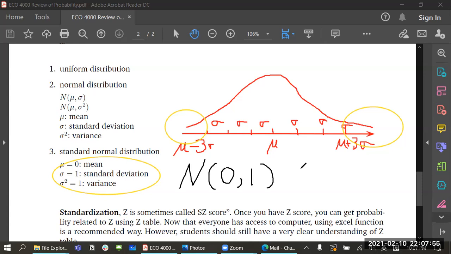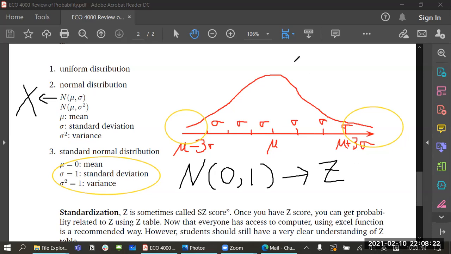Whenever you see N(mu, sigma), it's a normal distribution, but not necessarily a standard one. So we always call this one x, and we always call this one z. Again, if it's capitalized, it's a variable.